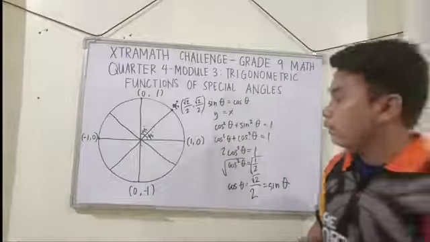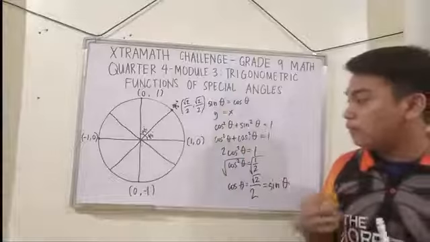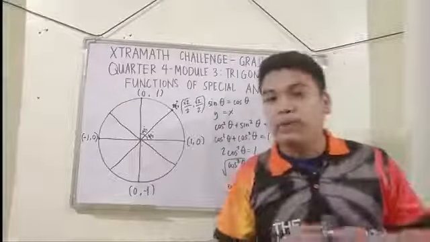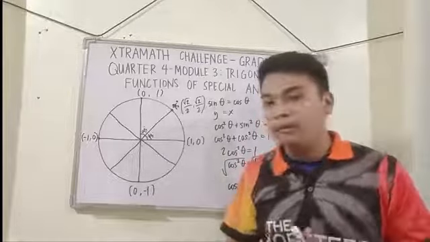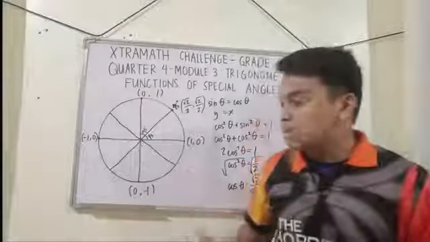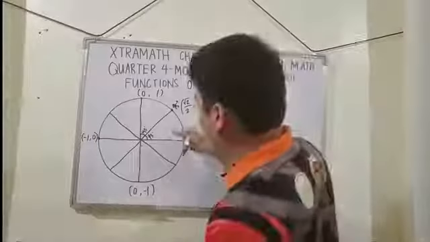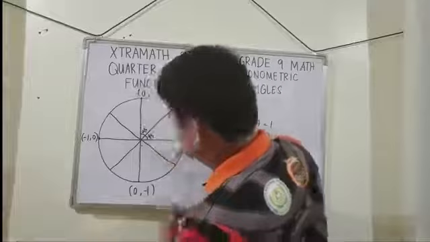Okay, so now what if we are going to divide the unit circle into 12 equal parts? So if we are going to divide the unit circle into 12 equal parts, each quadrant must be divided into 3 equal parts.